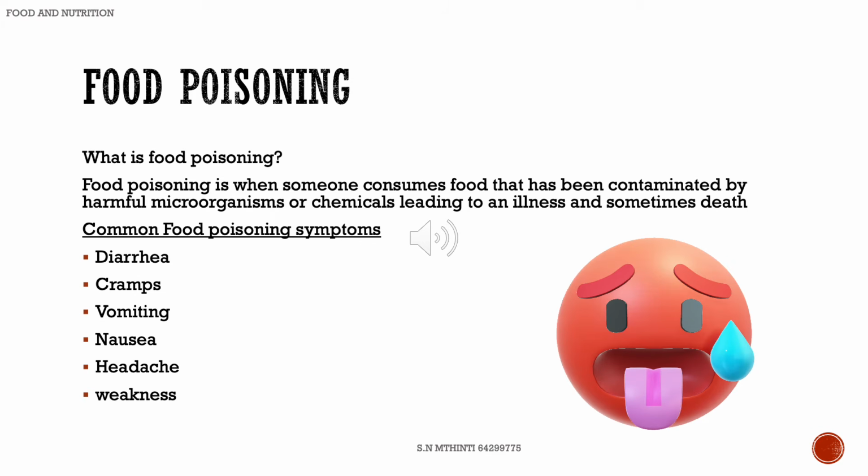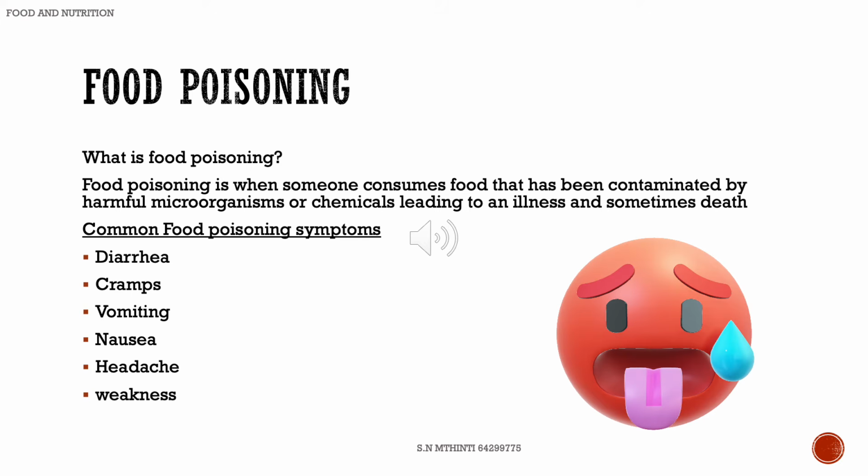So now that we have spoken about high-risk foods, what happens if you eat some of the high-risk food and it has been contaminated? You end up getting food poisoning. What is food poisoning? Food poisoning is when someone consumes food that has been contaminated by harmful microorganisms or chemicals, leading to an illness and sometimes death if left untreated.